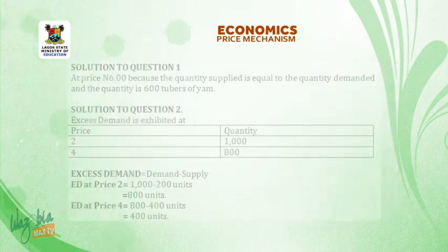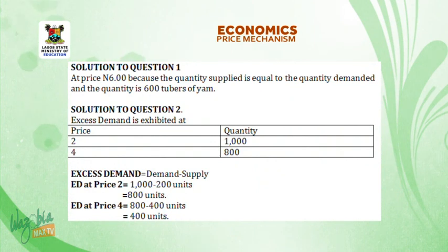Solution to question 1. At price 6, because the quantity supplied is equal to the quantity demanded, and the quantity is 600 tubers of yam. 2. Excess demand is at prices 2 and 4. Quantities are 1,000 units, 800 units. Excess demand is demand minus supply. At price 2, it will be 1,000 minus 200, that is 800 units. At price 4, 800 minus 400, that will be 400 units.